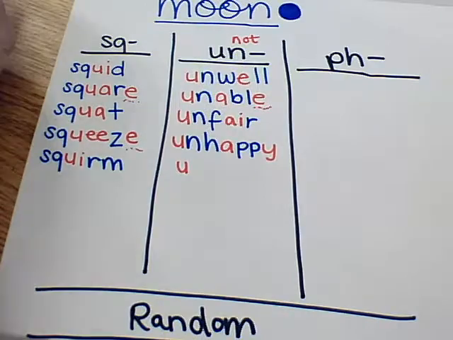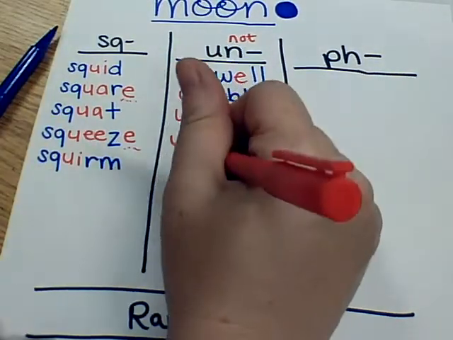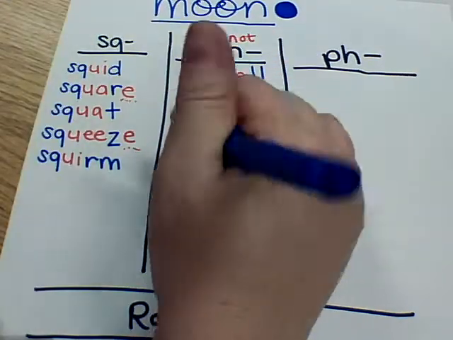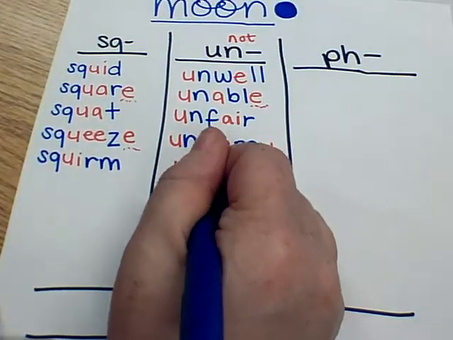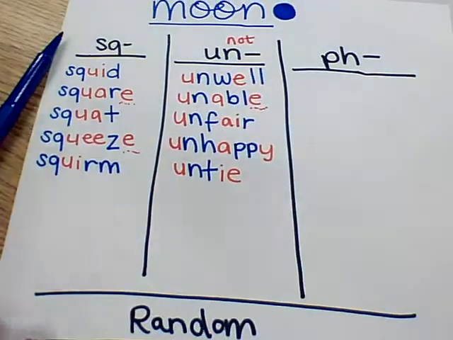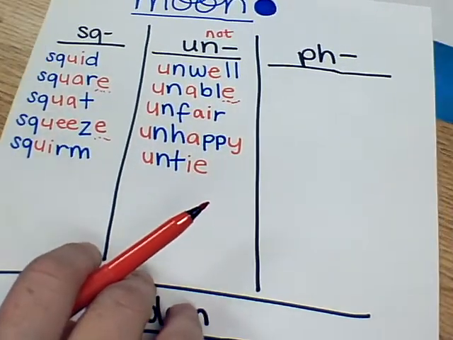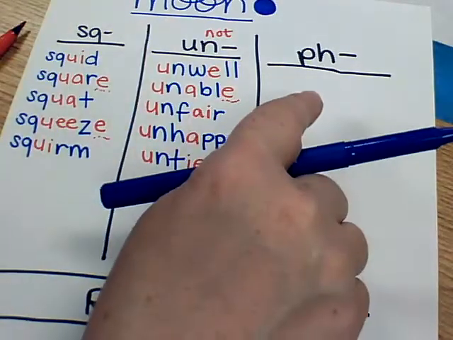And our last word is untie. Like untie a shoe. U-N. And then tie. Oop, not a red. It's not a vowel. It's a consonant. Tie. We have I and then E. I-E. So tie.